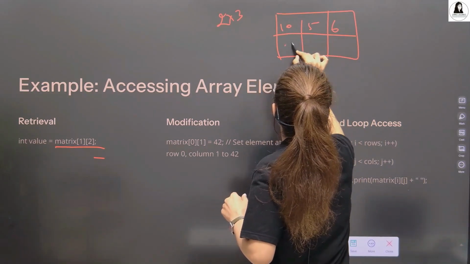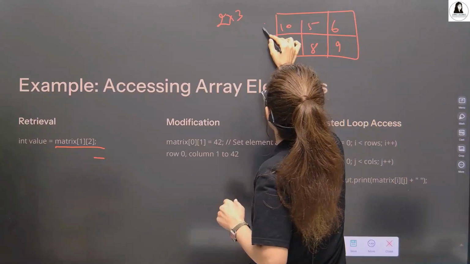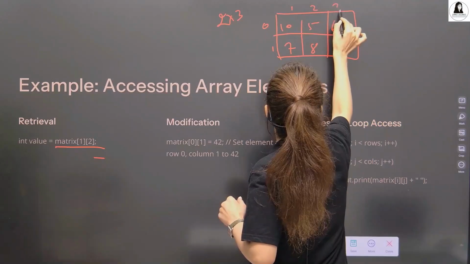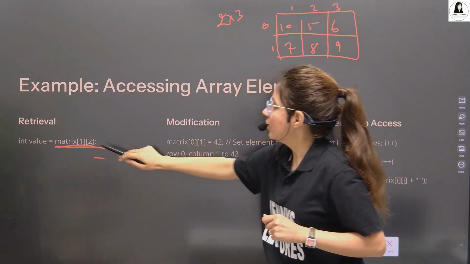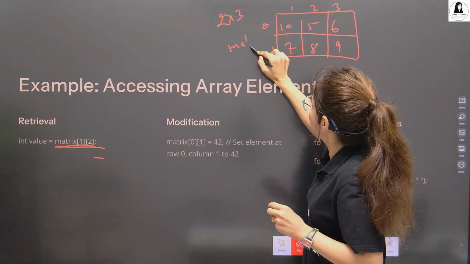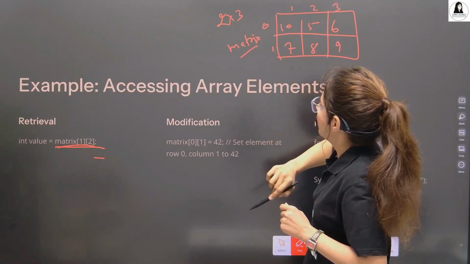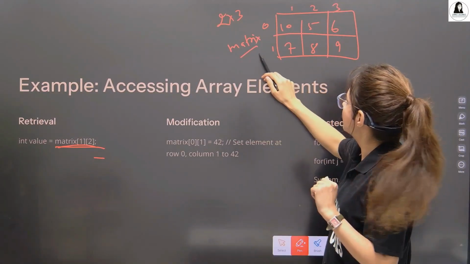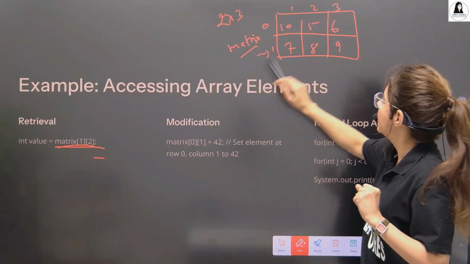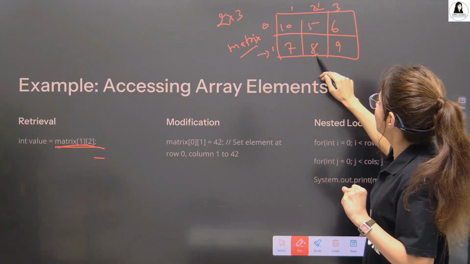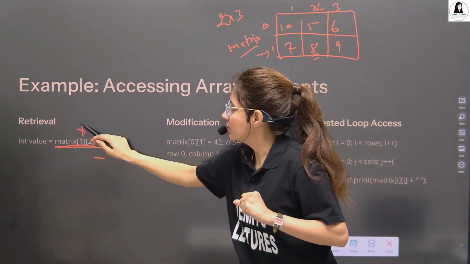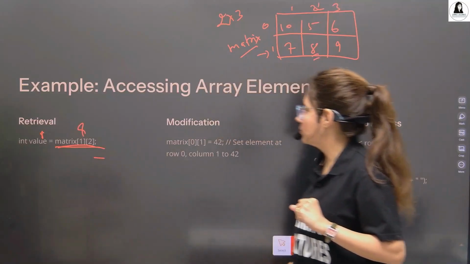10, 5, 6, and I am having some values here, right? So this will give what it will give matrix 1, 2. The name of this is suppose matrix. Matrix 1, 2 means index of row is 1, index of column is 2. So it will give you 8. It will give you 8 in this case, and the value we have is 8.